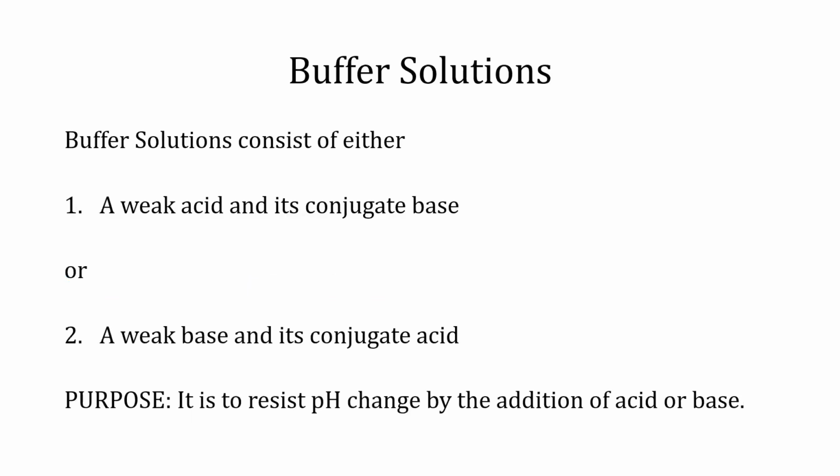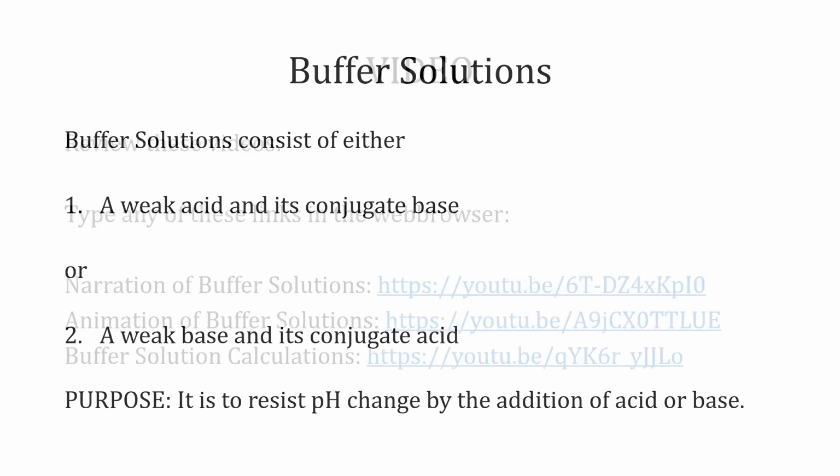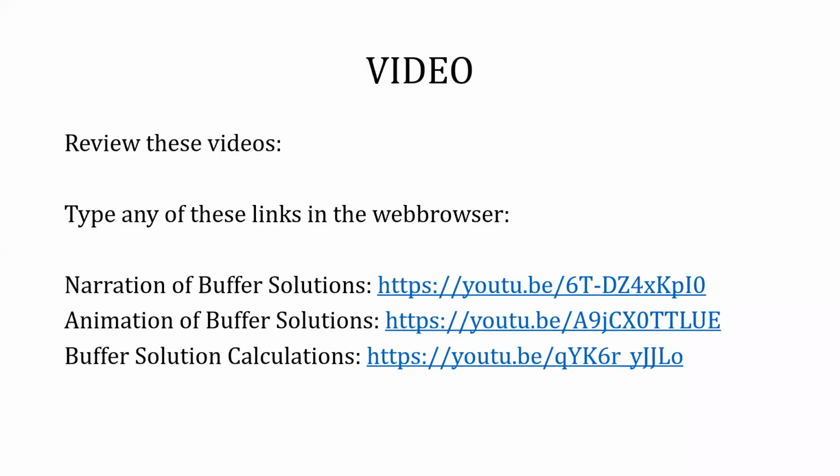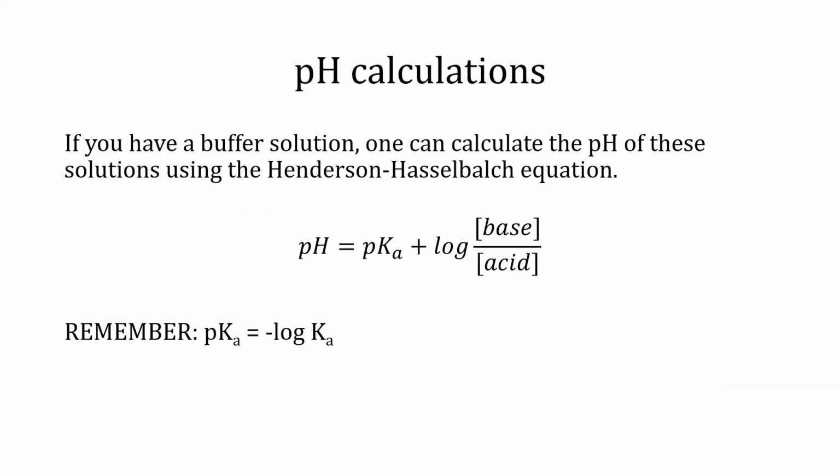Another topic to discuss is buffer solutions. Buffer solutions consist of either a weak acid and its conjugate base or a weak base and its conjugate acid. The main purpose is to resist pH change by the addition of acid or base. Review any of the videos below in understanding buffer solutions or performing buffer solution calculations. In respect to pH calculations, if you have a buffer solution, one can calculate the pH using the Henderson-Hasselbalch equation, where pH equals pK plus log of the ratio between base concentration over acid concentration. Remember that pK equals the negative log of Ka.